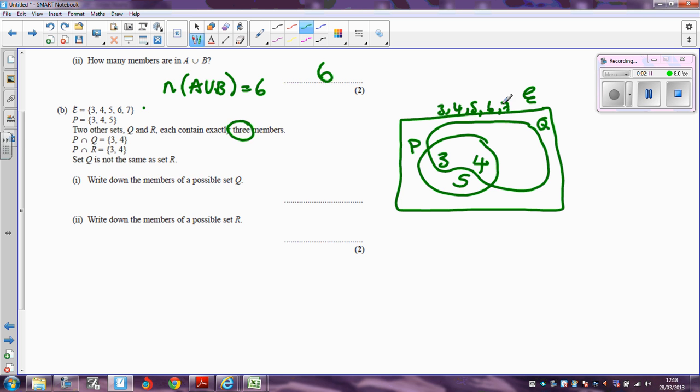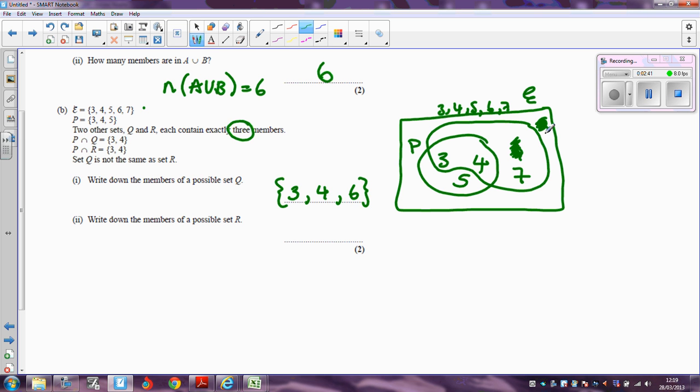I can't use 3, 4, or 5, but I could use 6 or 7. So let's say I'm going to put 6 there. So let's just check. The intersection is 3, 4. Q has 3 members, and 6 is contained within the universal set. So that's a possible set Q, 3, 4, and 6. Now, a possible set R then, well, we're allowed to have either 6 or 7 here, so instead of 6, I could have 7 here, and that's also going to work.